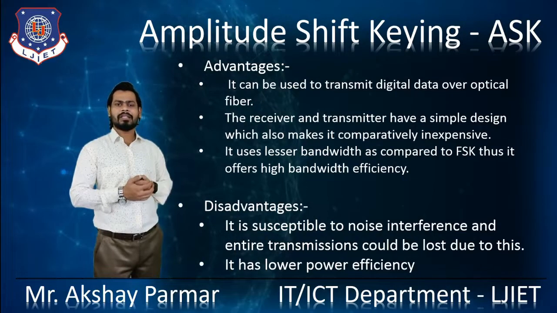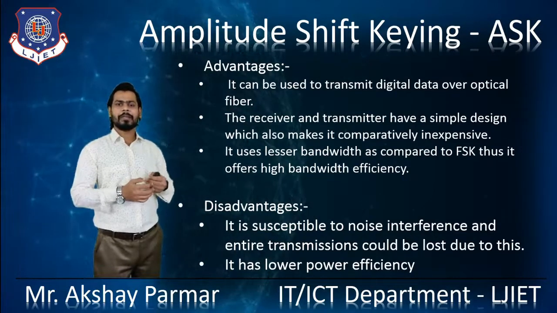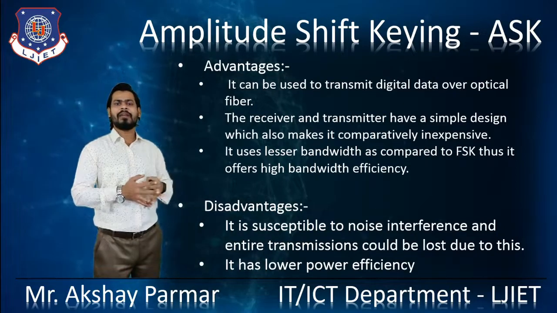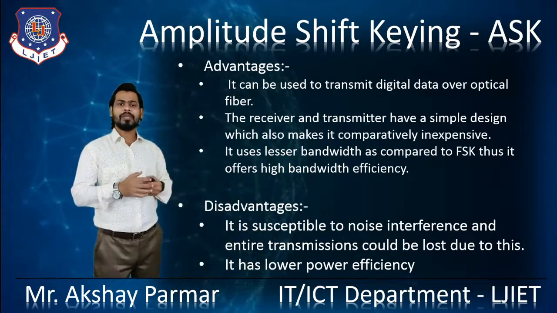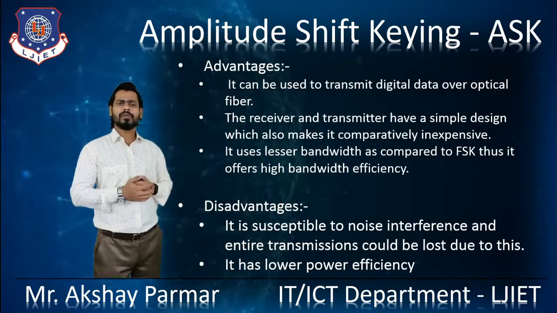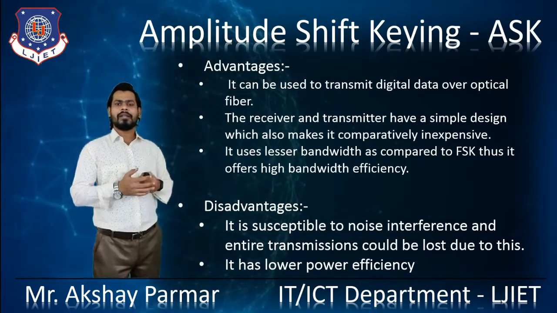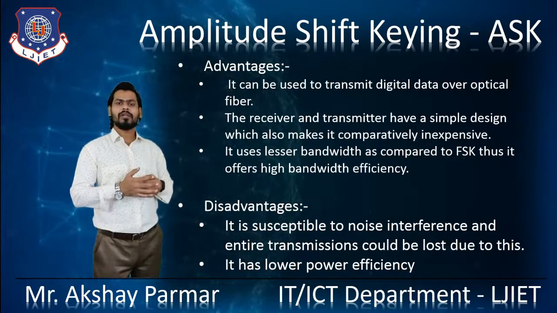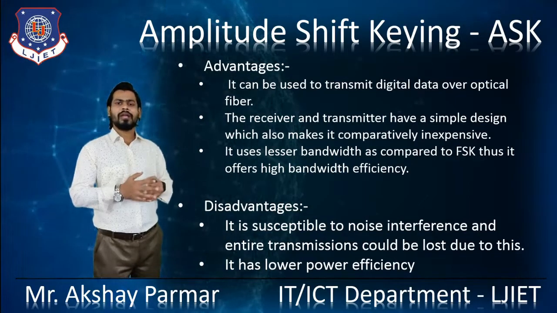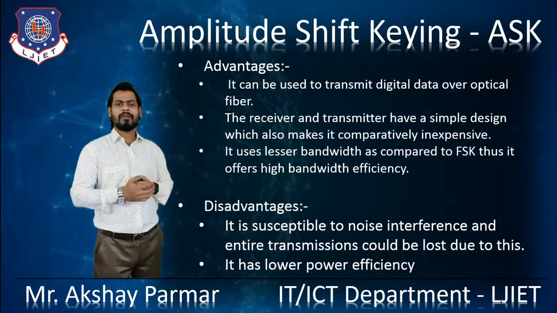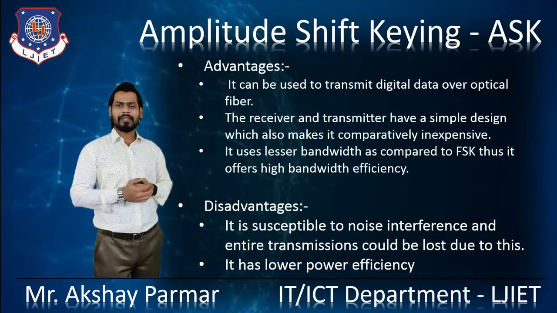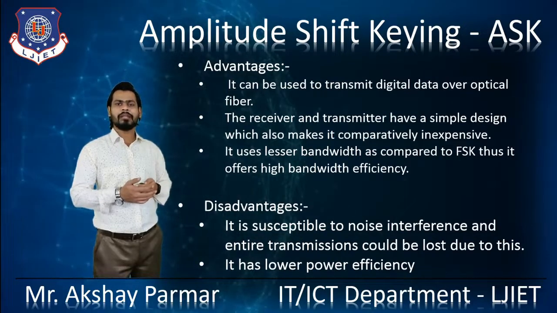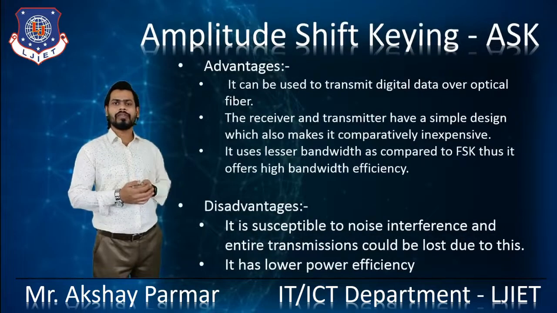Some disadvantages are also there. It is susceptible to noise and interference, and the entire transmission could be lost due to this, right? While we are using ASK, if there is interference and noise, the entire transmission could be lost, and it has lower power efficiency, right? So these are the disadvantages of amplitude shift keying. This is all about amplitude shift keying.